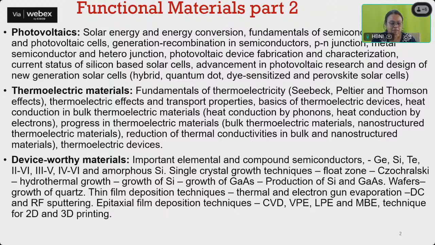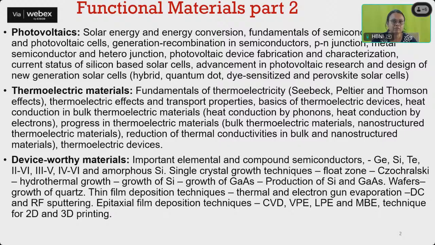So this is the other module. This is the fourth module we are starting. You already have modules from Dr. Vinita Gupta, Dr. Barik, Dr. Dimple Datta, and now I am starting the fourth module, which is the functional material part 2.